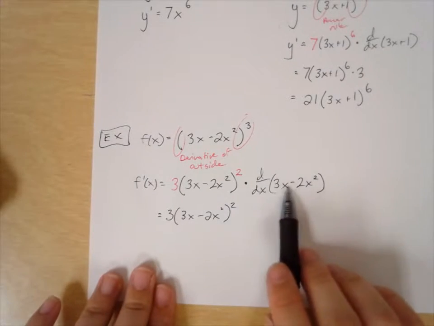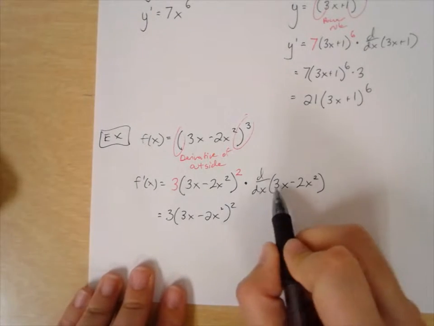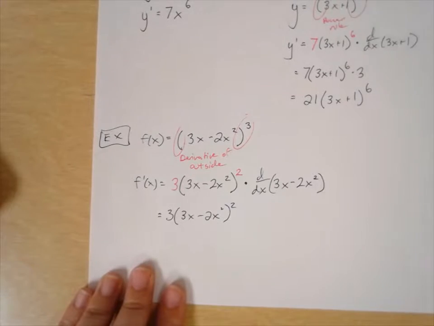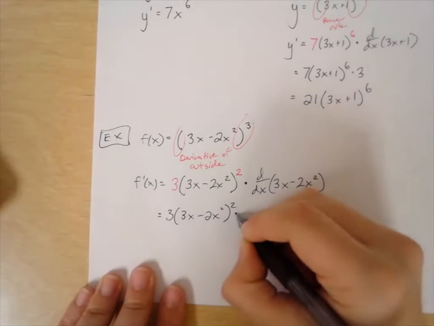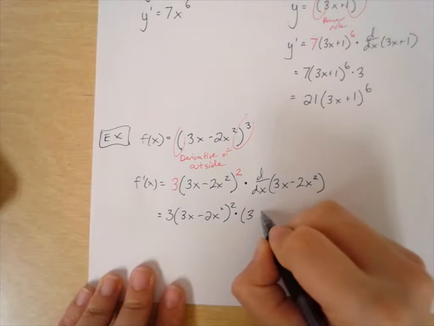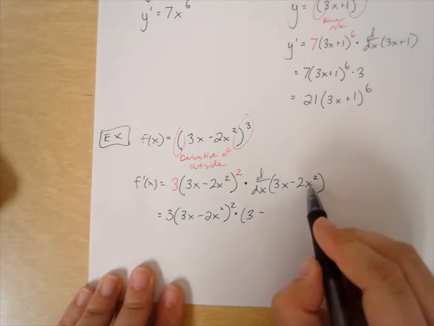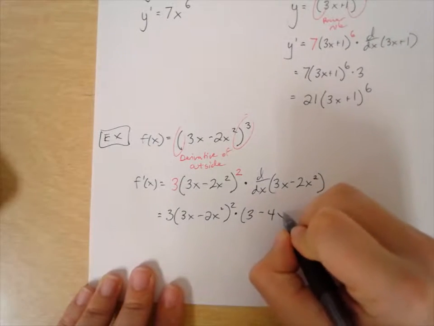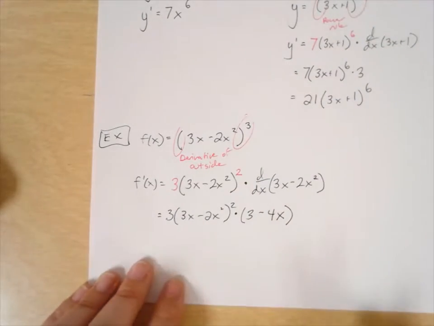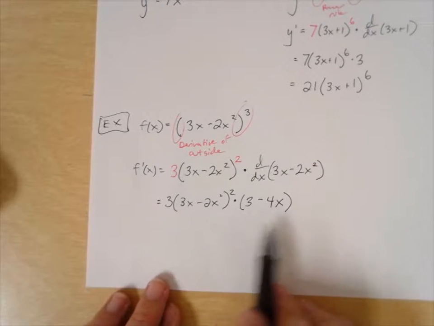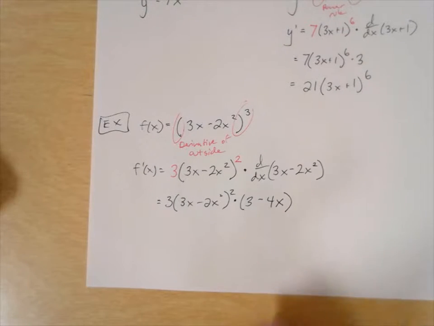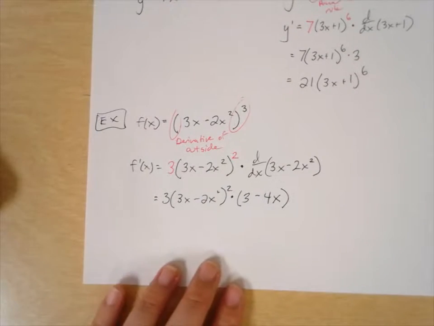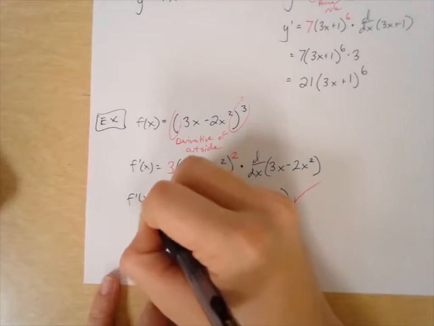So we get 3 outside (3x minus 2x squared) squared. And then we take the derivative of what's in here. Taking the derivative of 3x means that we're going to have a 3, and then taking the derivative of 2x squared, well, the 2 would come in front, so we would get 4, and then we would get just x. And that's as far as you have to go. I'm not going to make you expand out that binomial and go super crazy. This is acceptable for a stopping point. And again, make sure you label f prime of x.